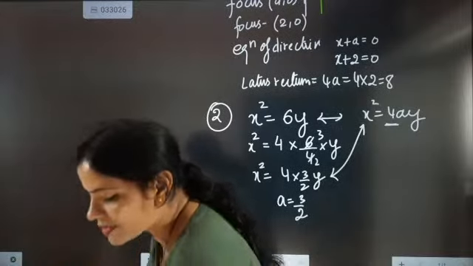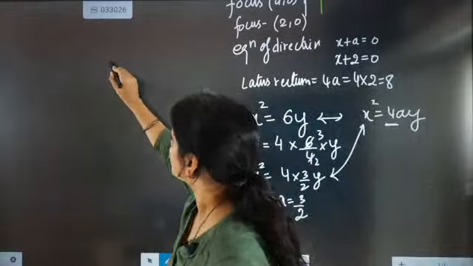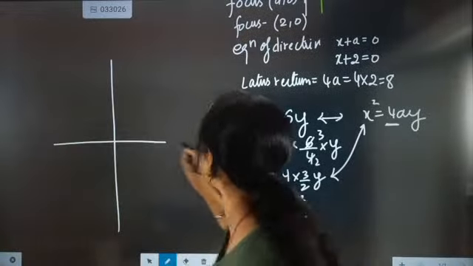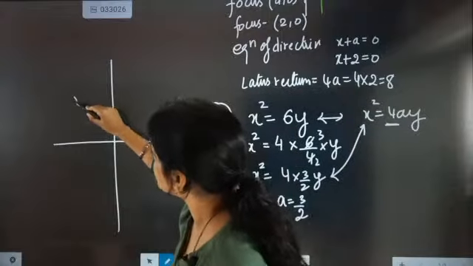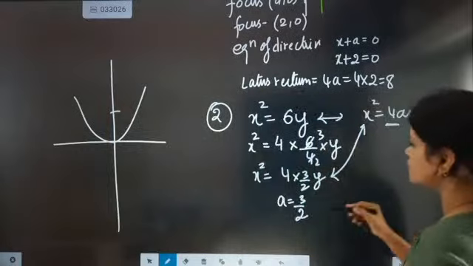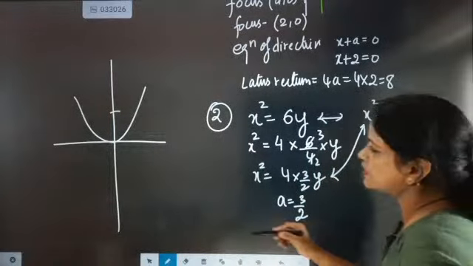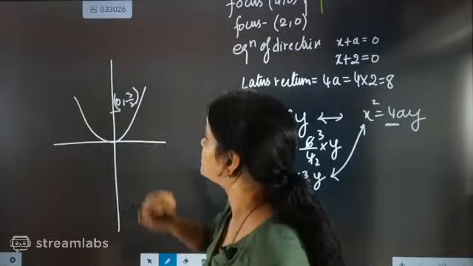Shinwin, absolutely beta, correct only, super. Answer is correct beta. Now look here. So this time this equation will be x square equal to 4ay. So that means the parabola will be like this. What will be the focus? Absolutely correct, focus you have written beta. It is going to be 0 comma a. So it is going to be 0 comma 3 by 2.